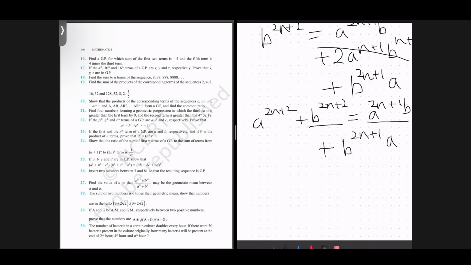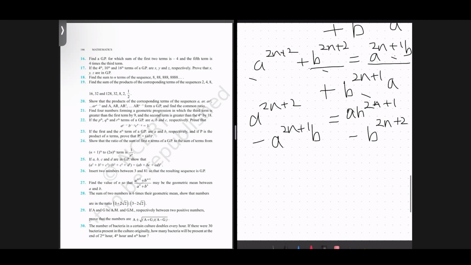You should do that because you'll be able to see that in here you can take a raised to the power 2n plus 1 common from this and this term. And you can take b raised to the power 2n plus 1 common from this and this term, right? So let's do that. So in the LHS, you get a raised to the power 2n plus 2 minus a raised to the power 2n plus 1 b. And on the RHS, you get a b raised to the power 2n plus 1 minus b raised to the power 2n plus 2.